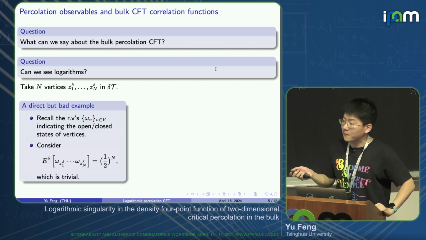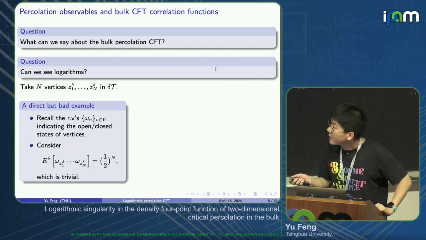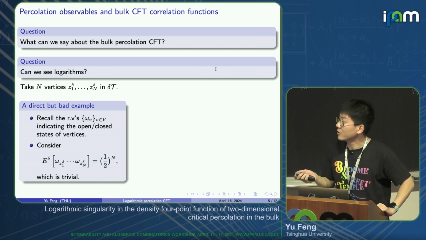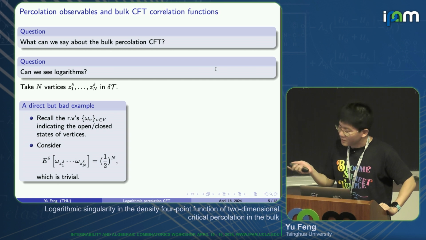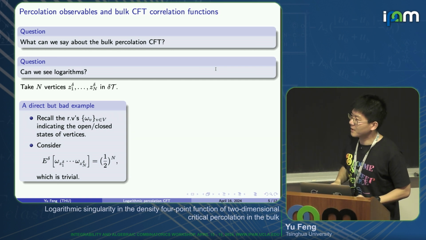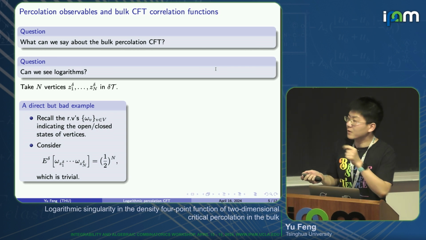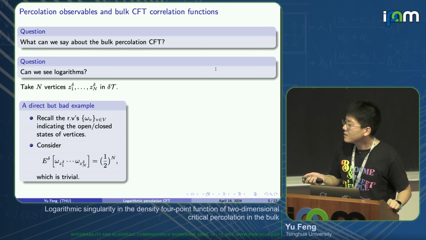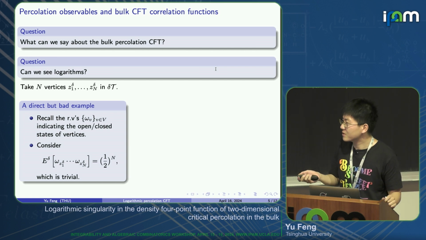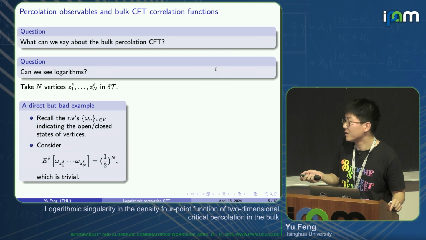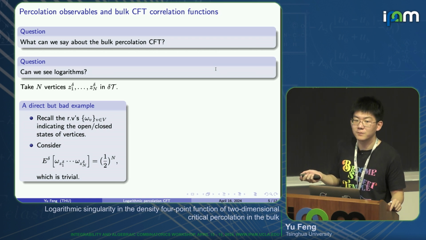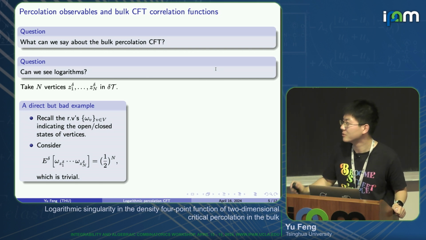Now we start from the discrete side. We take n vertices in the scaled triangular lattice. Here's a direct but bad example. Recall the random variables omega v defining the model. These are IID random variables, and the most direct way is to consider the expectation of the product of those omegas. Since they are IID, this simply equals 1/2 to the power of n, so it is trivial.